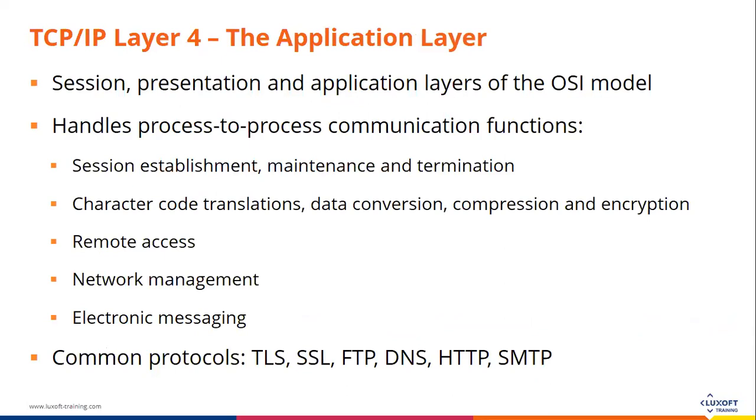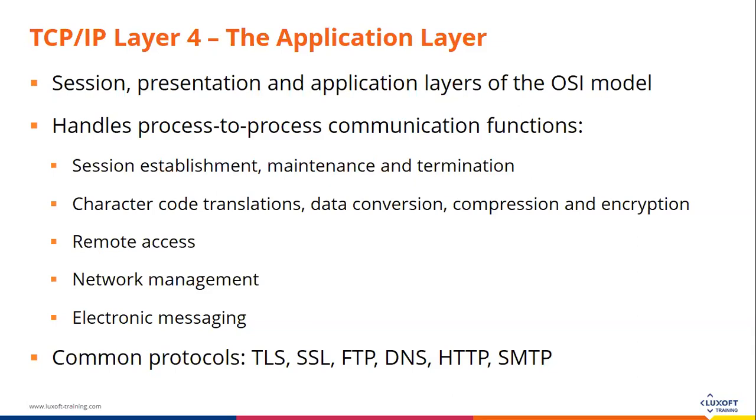And at the fourth level, we have the application layer. Here, we are talking about things like electronic messaging. Our emails are exchanged through this application layer. The network management, remote access. So if you are going to do some VNC connection remotely, some remote desktop, if you are familiar with it, this is done through this application layer.